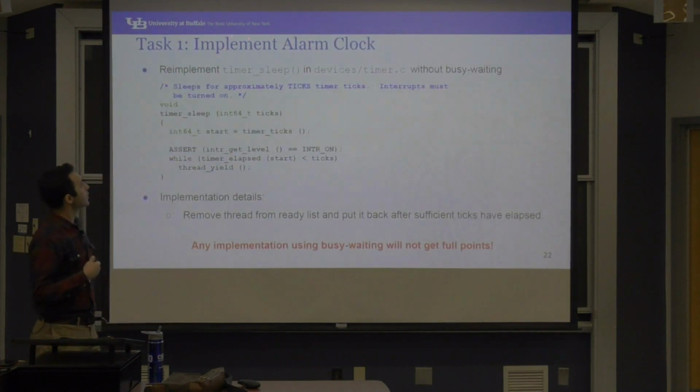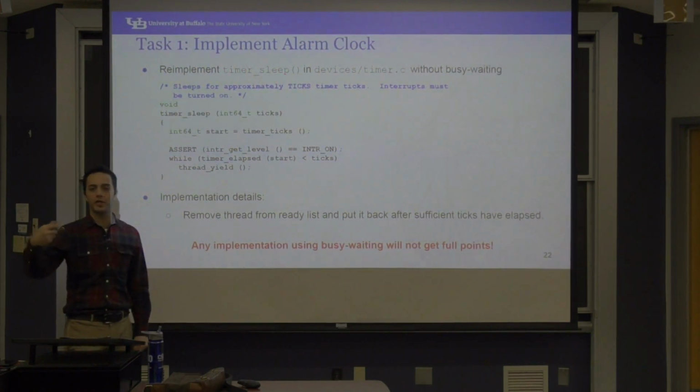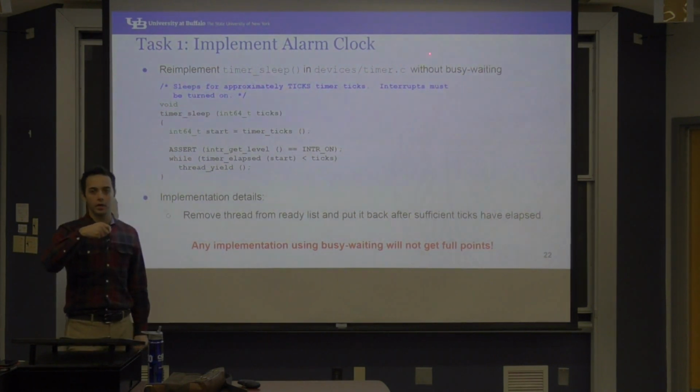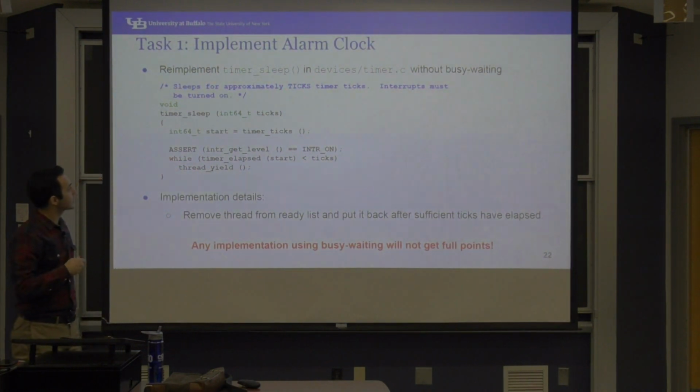All right? So starting with the alarm clock, you have to re-implement the timer_sleep function. If any thread wants to sleep for some amount of time, they will call this function. Now this function is within the kernel, and right now it is defined as this. When you call this function, the thread, after checking the assertion that the interrupts are on, just enters a loop and then yields.